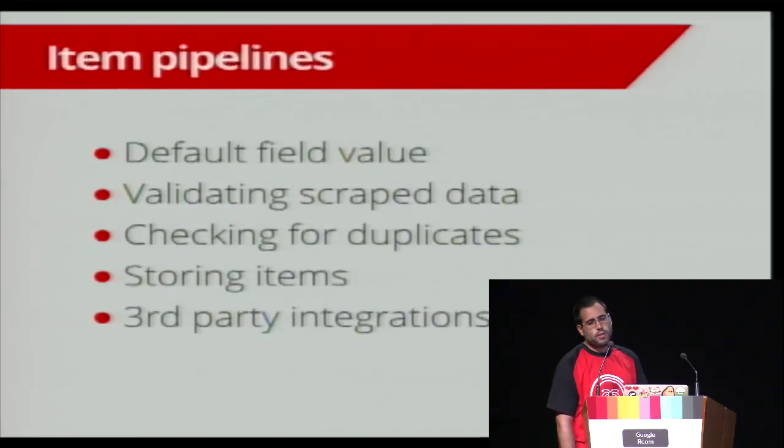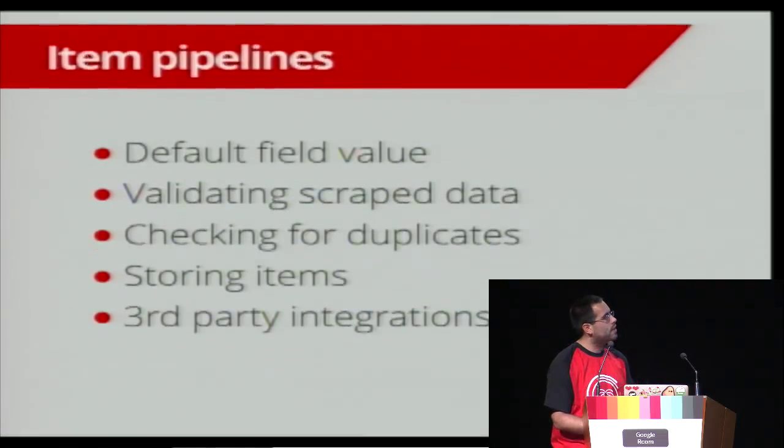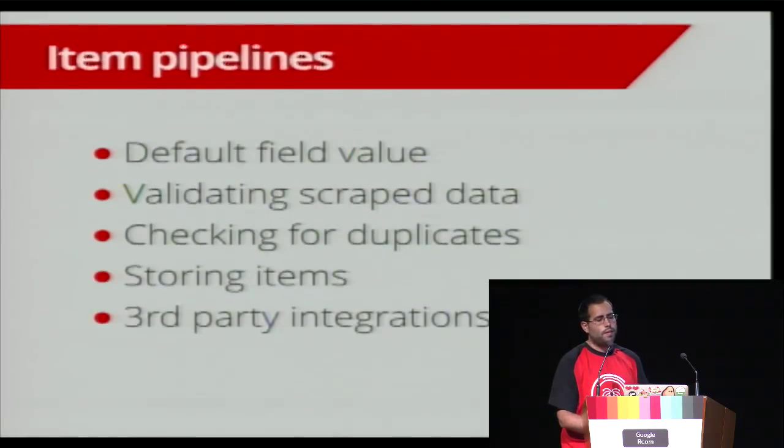It is also useful for storing items. Imagine that you want to save items to Amazon DynamoDB or any other DB out there. You can just write an item pipeline to save each item on Amazon DynamoDB, for example. And it's also a place to write third-party integrations. So if you have an item with a product description, and you want to translate it to another language, you could say, okay, I will integrate with the Google Translate API, translate some fields, and the item gets the translated fields.